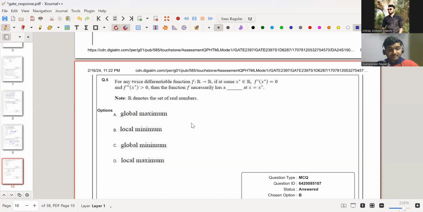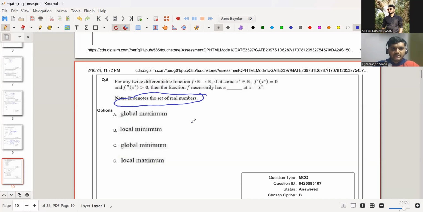So number 5, that is for any twice differentiable function f from R to R, if at some x star belonging to R, f dash of x star equal to 0 and f double dash of x star greater than 0, then the function f necessarily has a dash at x equal to x star, given that R denotes the set of real numbers. Here R is the real numbers.